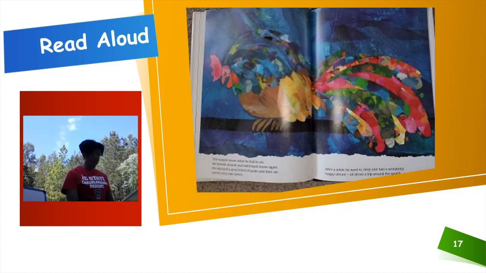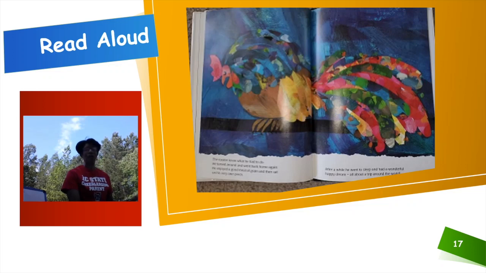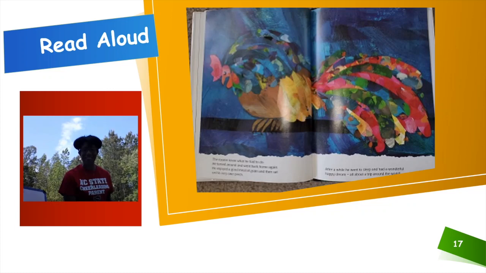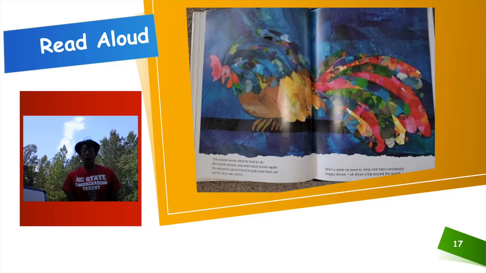The rooster knew what he had to do. He turned around and went back home again. He enjoyed a good meal of grain and then sat on his very own perch. After a while, he went to sleep and had a wonderful, happy dream. What do you think his dream was about? It was all about a trip around the world. So, our rooster didn't quite make his trip around the world, but he met some new friends along the way.